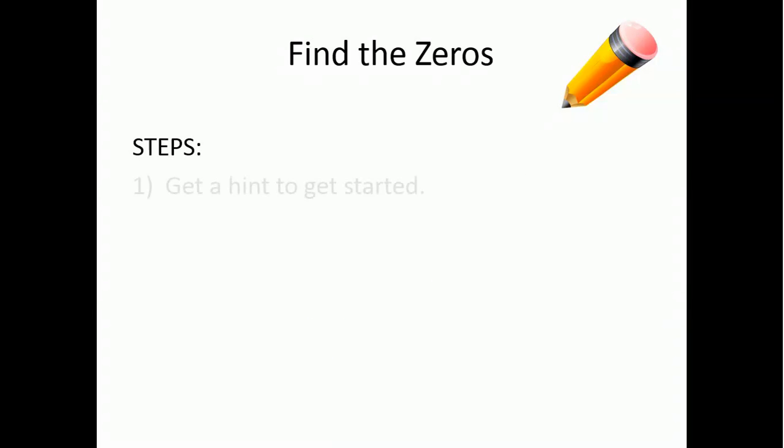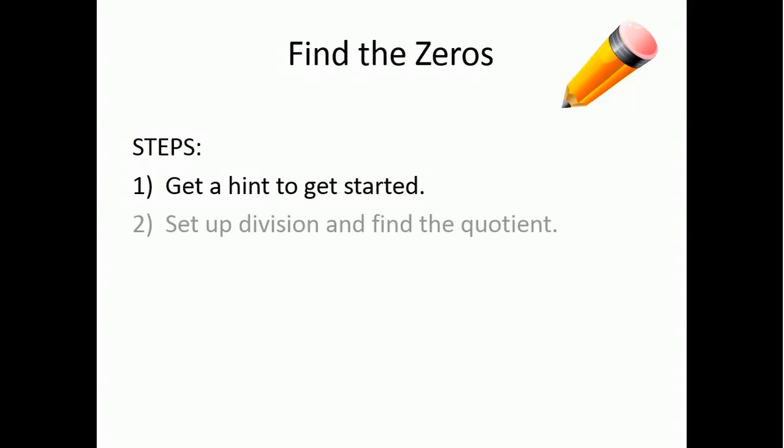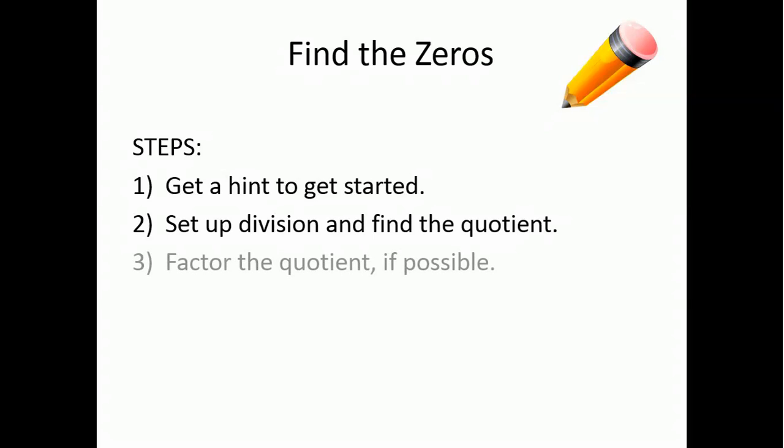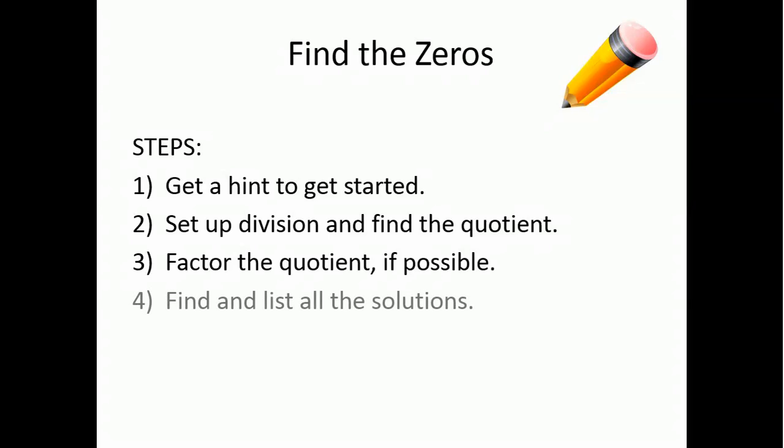First of all, you're going to want to get a hint to get started. That is when we use our graphing calculator to look at the graph and see where it crosses the x-axis. Then you're going to set up your division and find the quotient, or the answer. And then you're going to factor the quotient once you rewrite it in polynomial form. And you're going to find and list all of the solutions that you find.